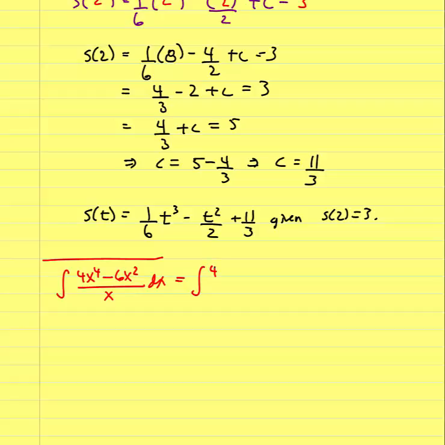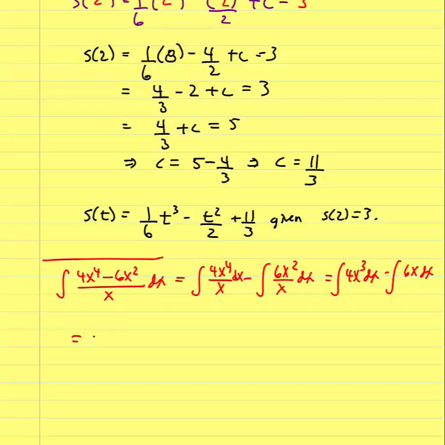So this would be the integral of 4x to the fourth over x minus the integral of 6x squared over x dx. Now both of these have a dx on them. Don't drop your dx's. They're very important. Now this is still not ready to integrate. 4x to the fourth over x is 4x cubed dx. And over here, x squared over x is 6x dx.